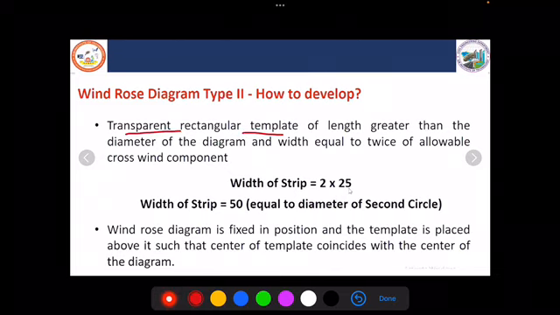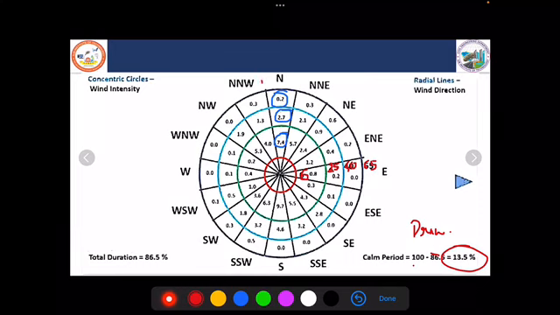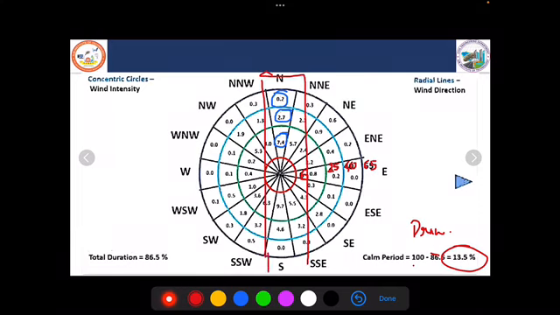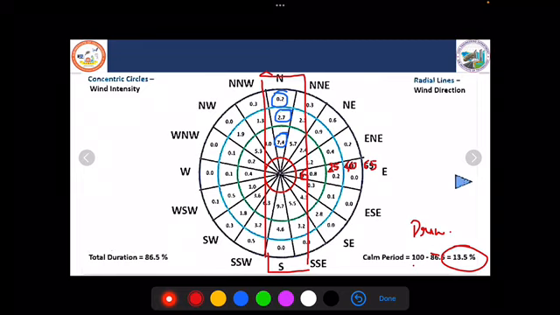Okay, so we will have the rectangular transparent strip. What should be the length and width of the transparent strip? Here, the length of the rectangular transparent strip has to be taken in such a way that it will be more than the scale we have considered to draw the Windrose diagram.